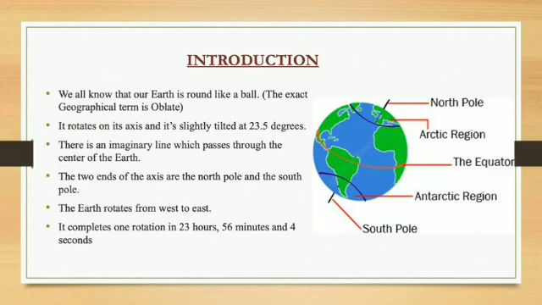It rotates on its axis and it's slightly tilted at 23.5 degrees. As we can see in this picture, the center line which is passing through the earth is known as the equator. The two ends of the axis are the North Pole and the South Pole. The earth rotates from west to east, as it takes one rotation in 23 hours, 56 minutes and 4 seconds. Means it completes its one rotation in this time period.